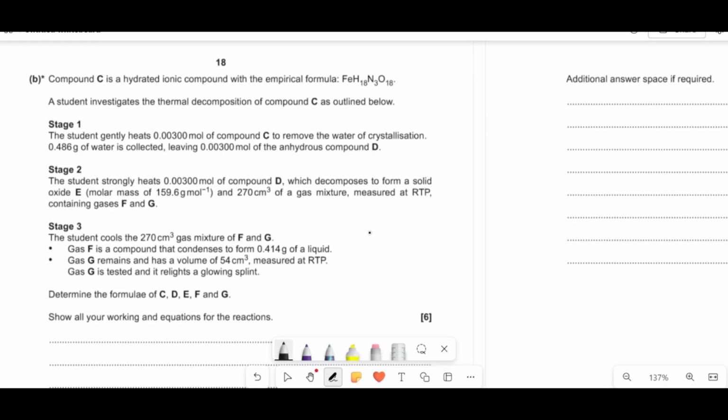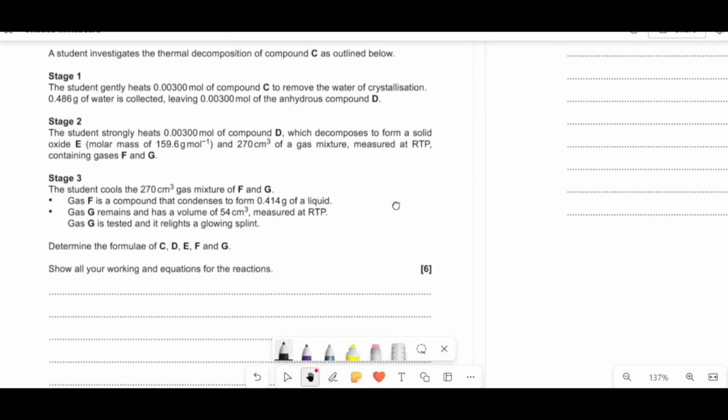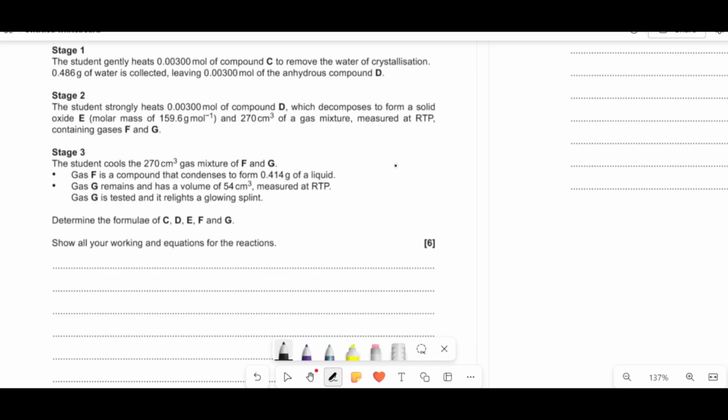Done. So compound C is a hydrated ionic compound with this empirical formula, and the student investigates the thermal decomposition as outlined below. So what they do is they get 0.003 moles of this, and they heat it to remove the water of crystallization. 0.486 grams of water is collected, leaving this much of this anhydrous compound, compound D. Then the student strongly heats this and decomposes it to form a solid oxide with a molar mass of that and a gas measured at room temperature, with F and G. They then cool this gas mixture and they find that F is a compound that condenses to form 0.414 grams of a liquid. Gas G remains and it has a volume of this measured at room temperature, and it's tested and it relights a glowing splint. Figure out what C, D, E, F, and G are.